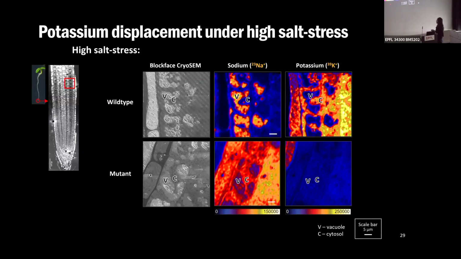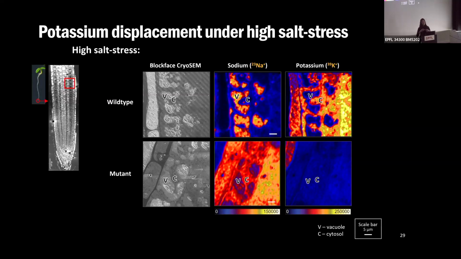You start to see that the cells are really overloaded with the sodium, and most interestingly, you can see that the potassium levels drop within the tissue. And this is really something which shows how we can look at more than one ion in parallel, and you can start to understand a consequence of stress from one ion. How does this actually reflect in the redistribution of other physiologically important ions within the plant?